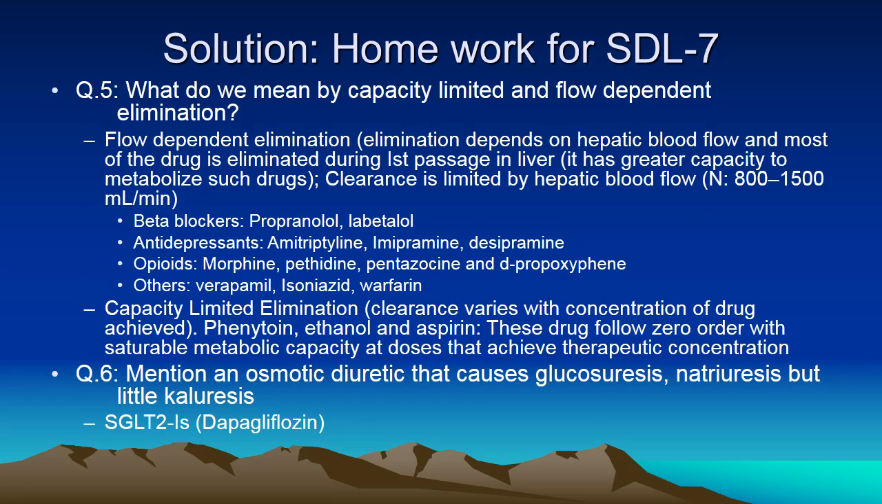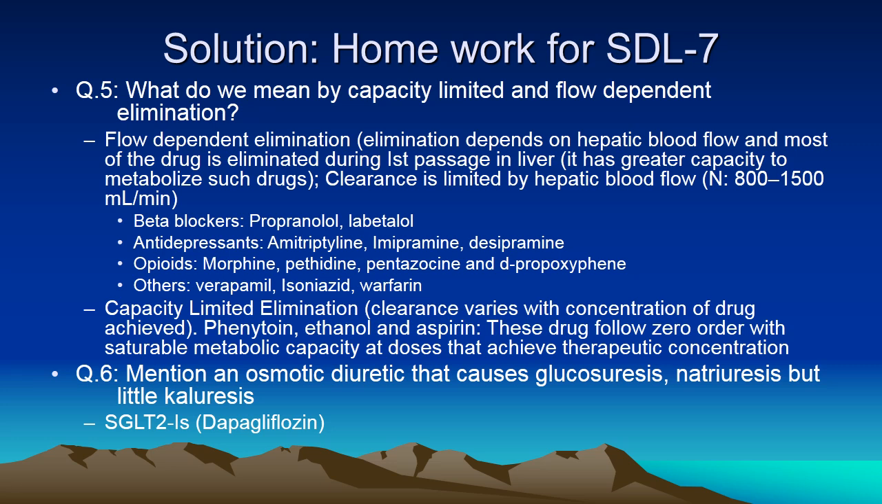Question 5. What do we mean by capacity limited and flow limited elimination? This can sometimes be a very brief note also. Flow dependent elimination means elimination depends on hepatic blood flow, which is normally 800 to 1500 ml per minute, and most of the drug is eliminated during its first passage in the liver because the liver has a great capacity to metabolize it. So it is not the capacity, it is the blood flow that determines the eventual elimination.